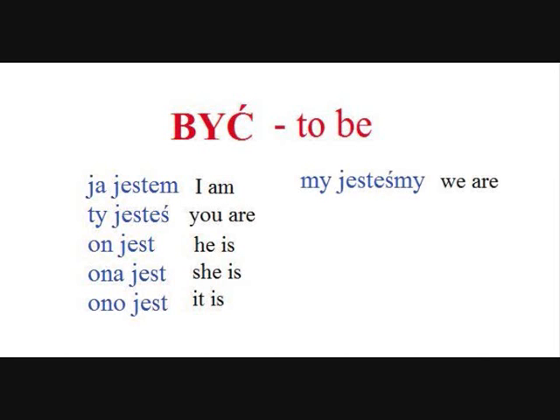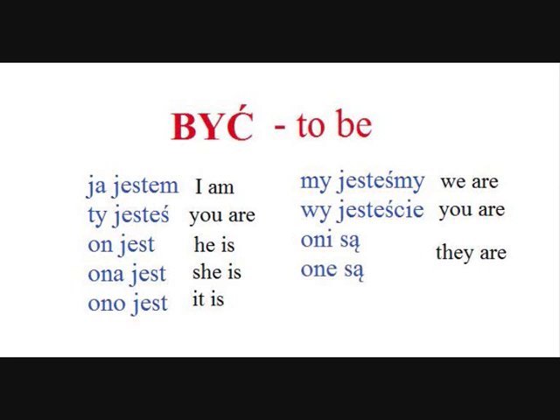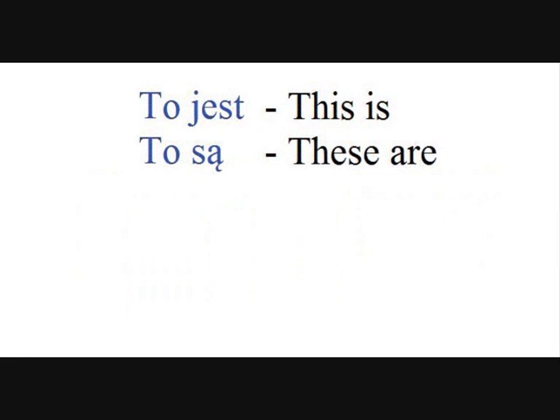My jesteśmy, we are. Wy jesteście, you are. Oni są, they are, masculine. One są, they are, non-masculine, that means feminine or neuter. There are 2 perfect expressions based on this verb. That means to jest, this is, and to są, these are, and we're going to focus on that.